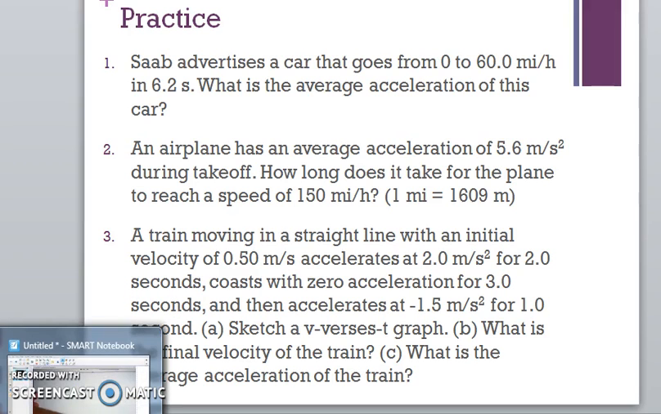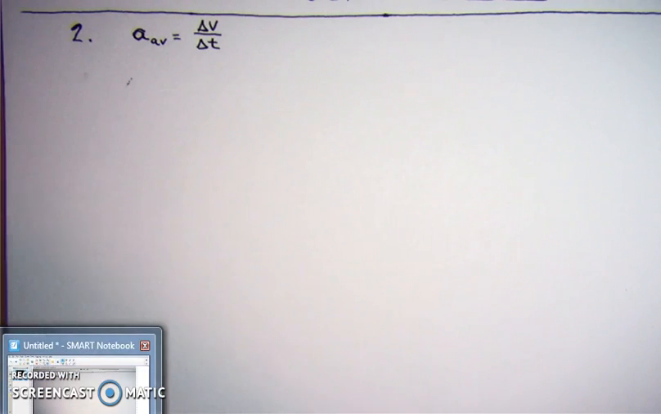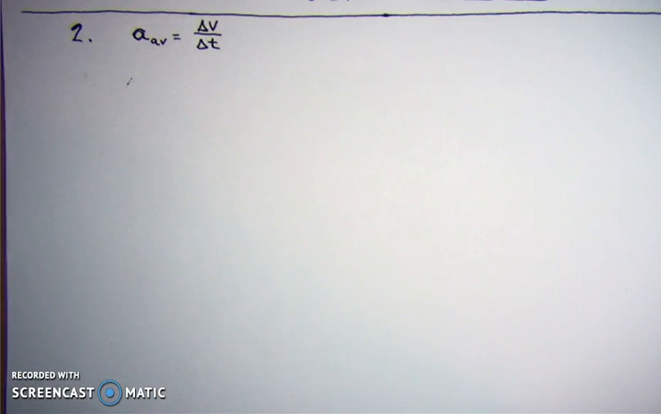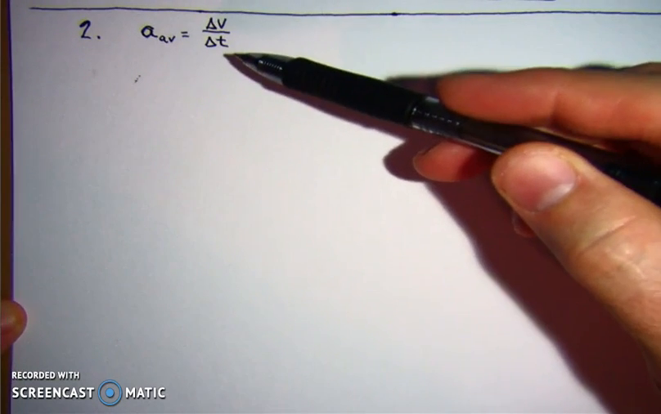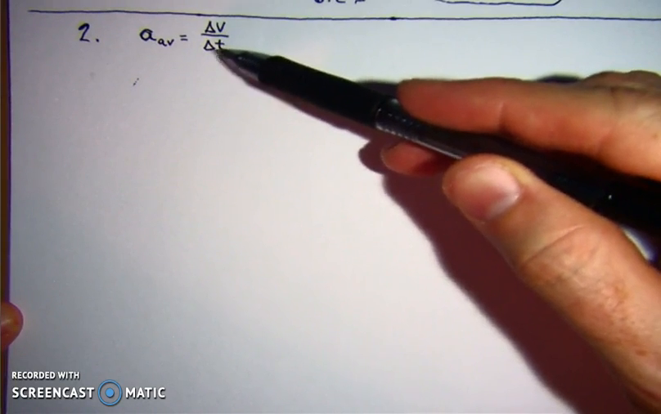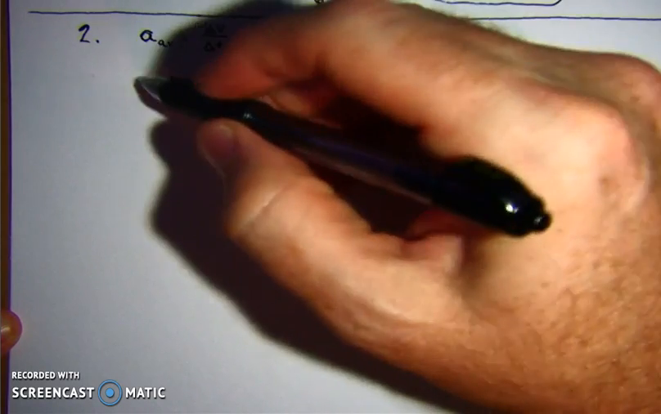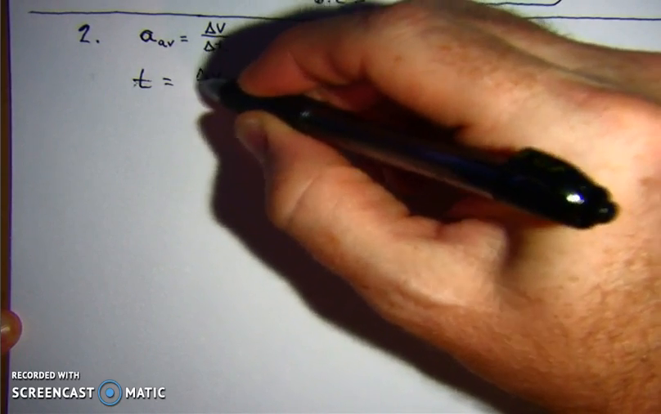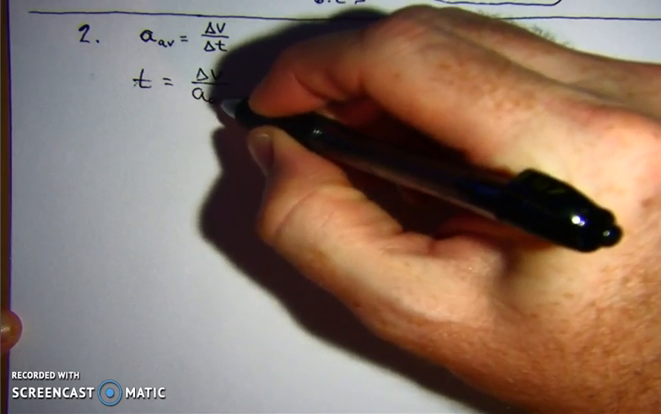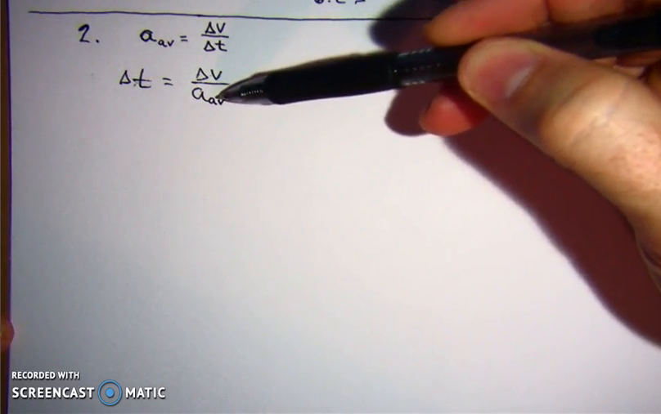If we look over here, we have our average acceleration formula written down. Average acceleration equals change in velocity over change in time. We need to solve for time. So in order to rearrange, we're going to multiply both sides by time, and then we need to get time by itself, so we'll have to divide by acceleration. What you'll end up with ultimately is change in time equals change in velocity over your average acceleration.